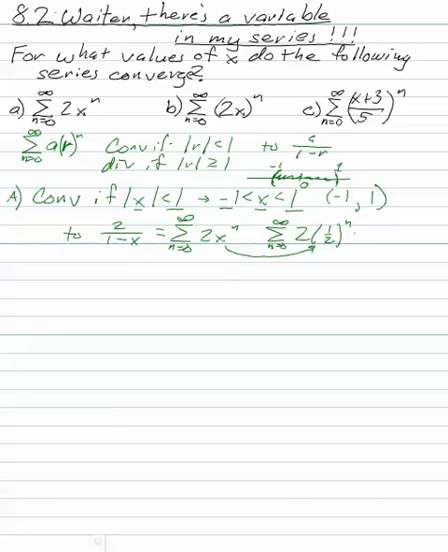I don't have to try to add it out and figure it up. I know from my formula that it's 2 over 1 minus 1/2. 1 minus 1/2 is 1/2. 2 divided by 1/2 is 4.